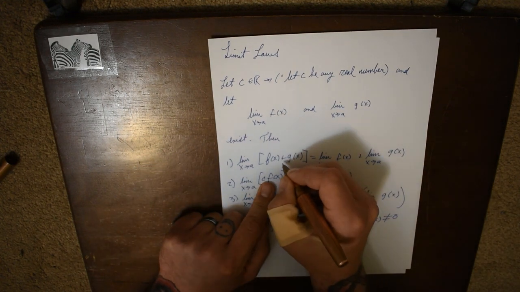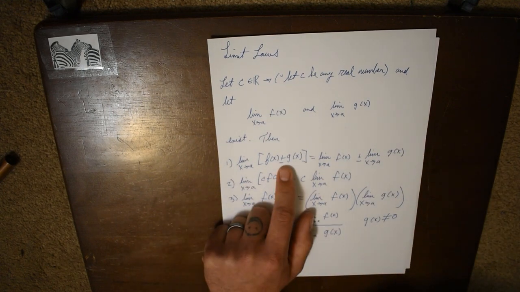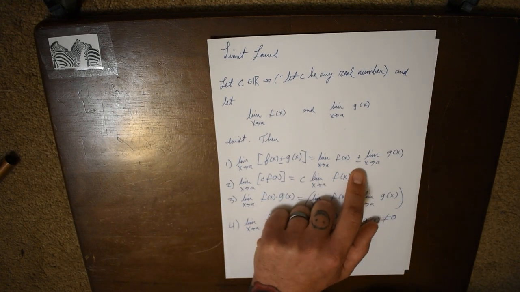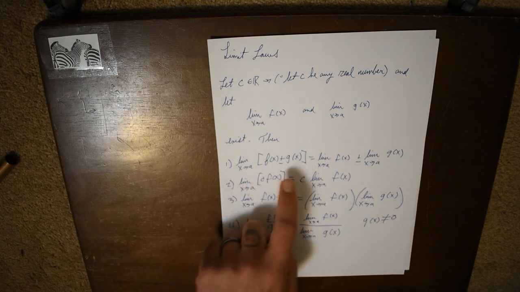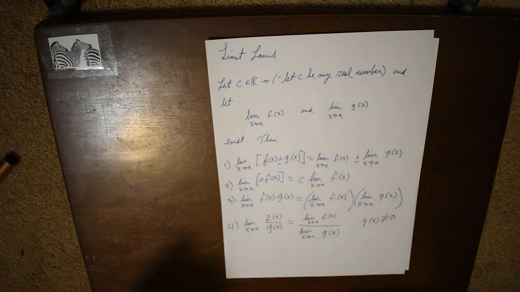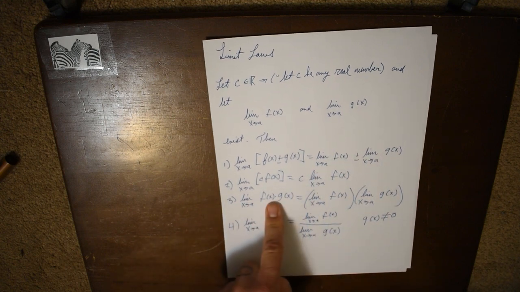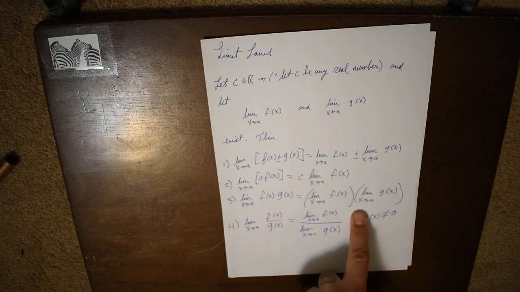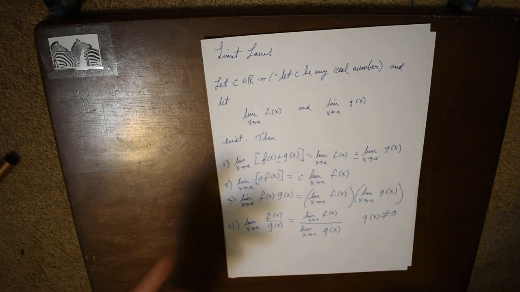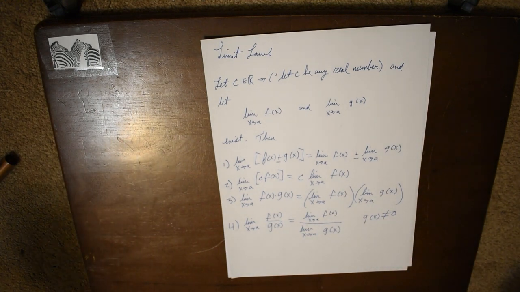I've got plus, but it can be plus or minus. The limit of the sum is equal to the sum of the limits, or the limit of the difference is equal to the difference of the limits. We have constants can be pulled out. The limit of the product is equal to the product of the limits. And the division one, the limit of the quotient is equal to the quotient of the limits.